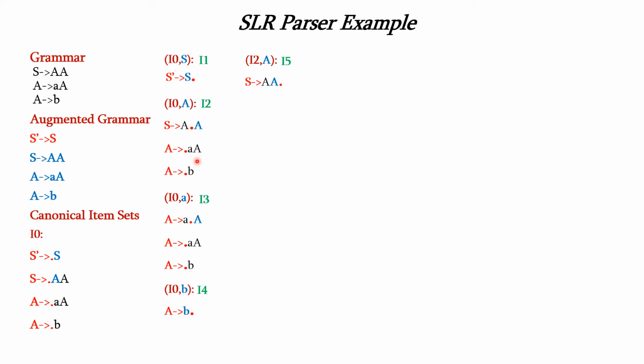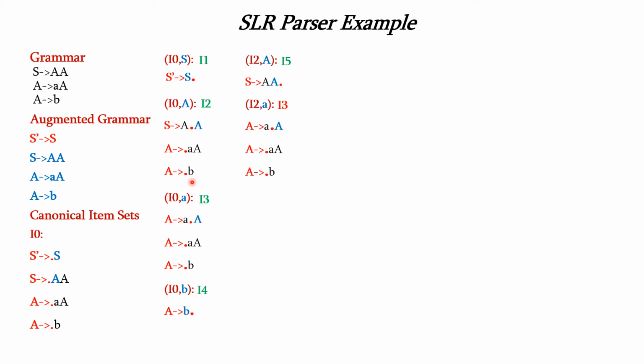Next, consider the second production in I2. The dot is before the terminal a, so consider I2 comma small a. Move the dot one position to the right, so A tends to a dot A. The dot is before A, so write the relevant productions of A: A tends to dot AA and A tends to dot b. This item set is similar to item set 3, which already exists, so we should not give a new name to this item set. Consider the same name, which is I3.